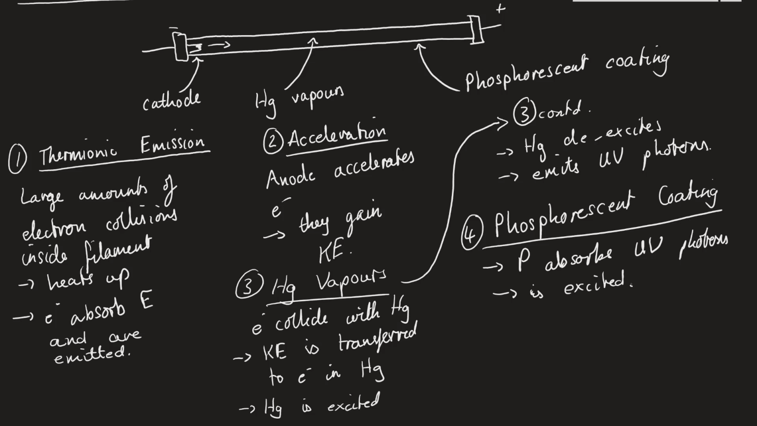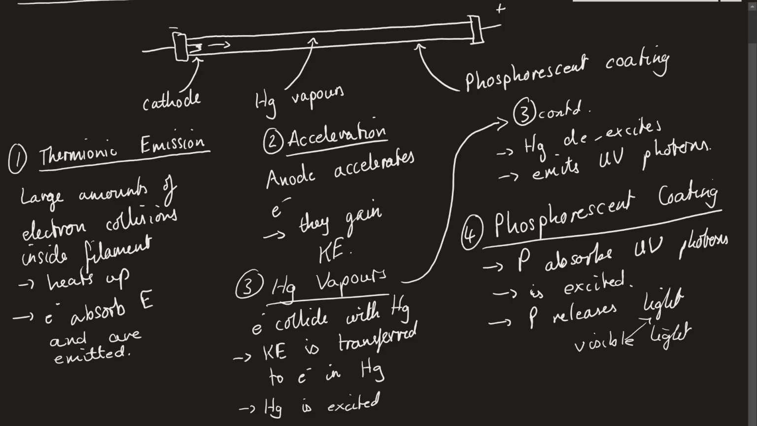and so then the phosphorus releases light that is visible light. Okay, so this is visible light. Okay, and so that's how we see the light from this lamp. Okay, it sounds like a very complicated process.